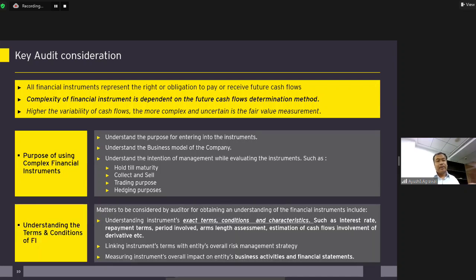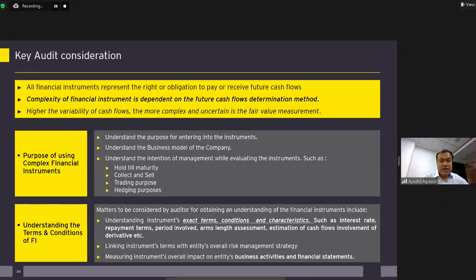Now, before I cover the key audit considerations, let's understand the very basic accounting of financial instruments. So far we discussed the definition of a financial instrument, the definition of a financial asset, and the definition of a financial liability. The financial asset and a financial liability are all exposed to some basic risks, which are market risk, operational risk, liquidity risks, and so on.